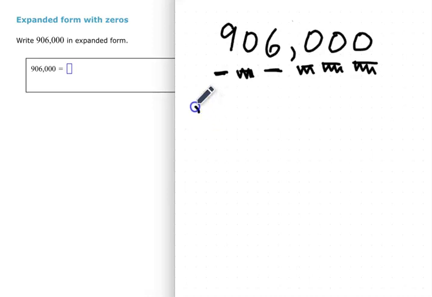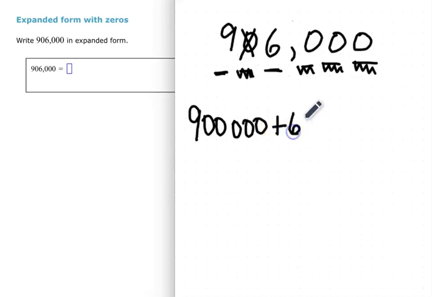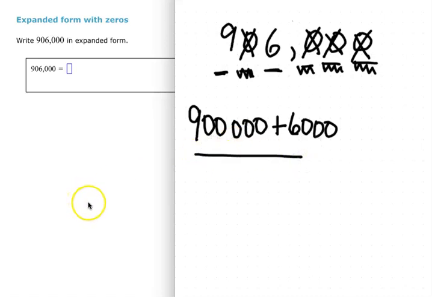So here's how I would write this in expanded form. I would say 900,000. Okay, I don't have any 10,000s, but I have 6,000. Okay, and I don't have any hundreds, and I don't have any tens, and I don't have any ones. So this is my answer right there.